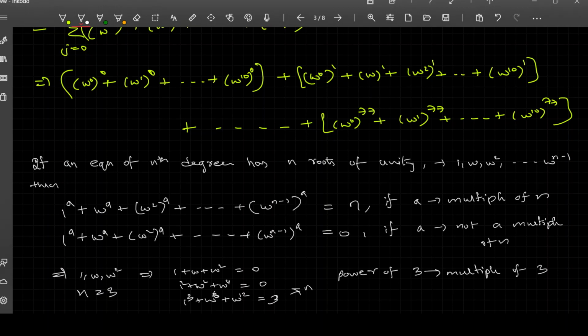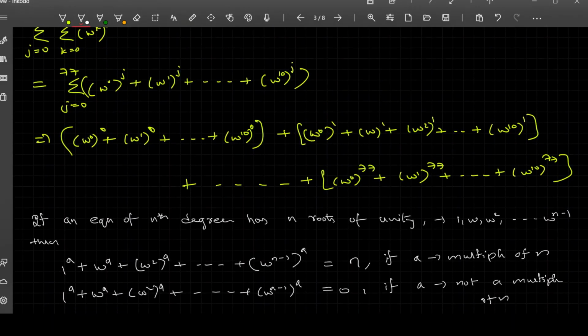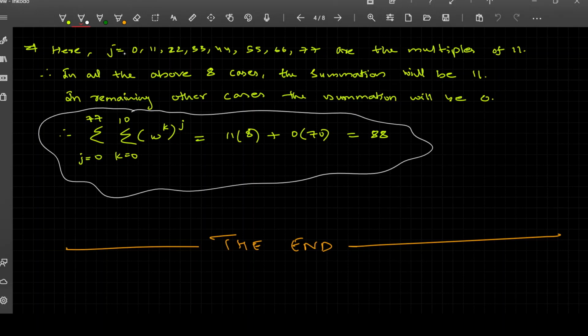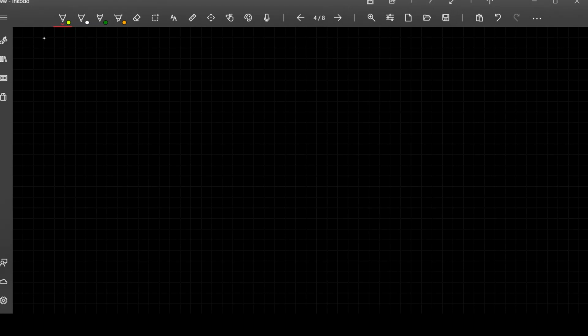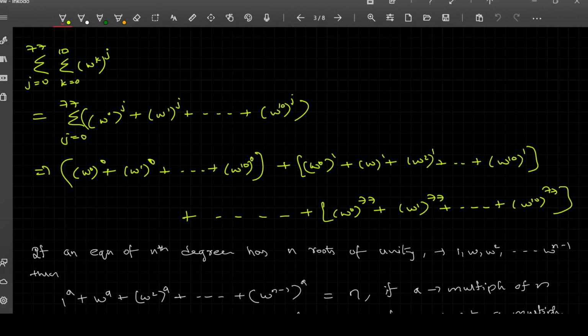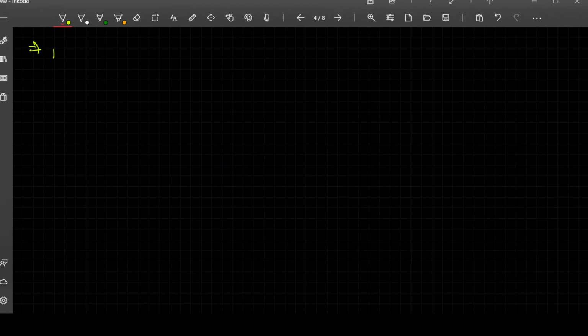So if that is the case, what are the multiples of 11? I forgot to erase this stuff that's actually given in the PDF itself, so we shall write that here separately. The thing is, we can see that j is equal to 0, 11, 22, 33, 44, 55, 66, 77. These are the multiples of 11, isn't it?